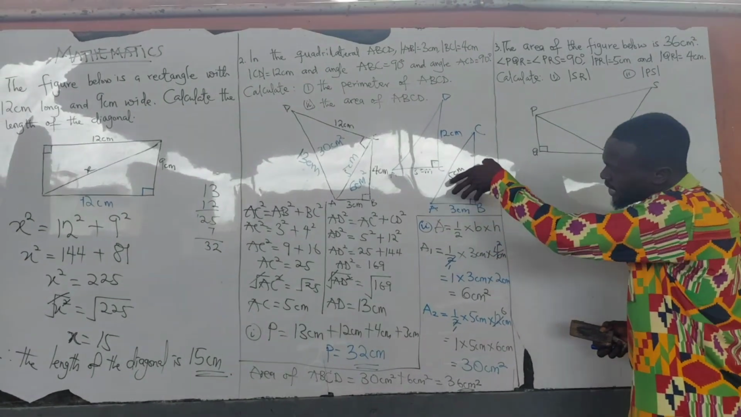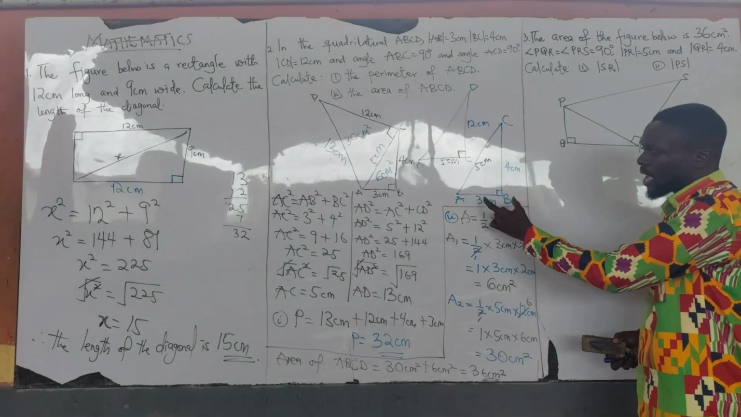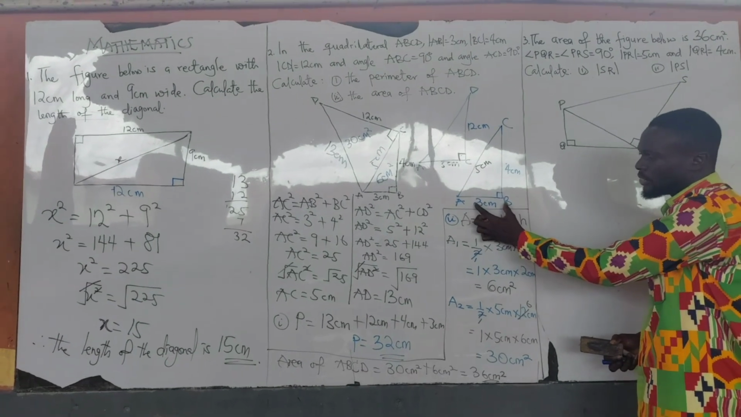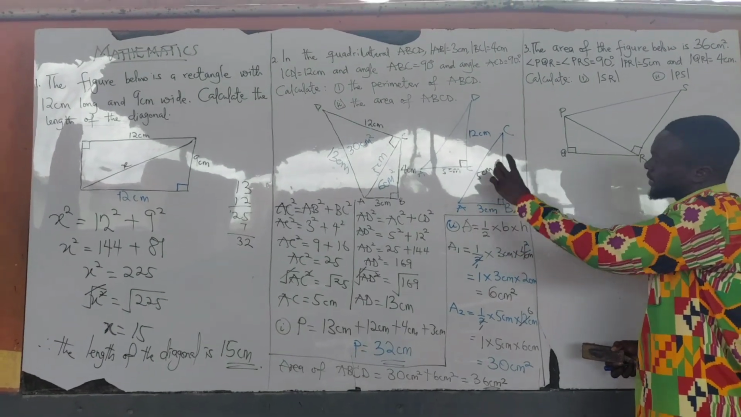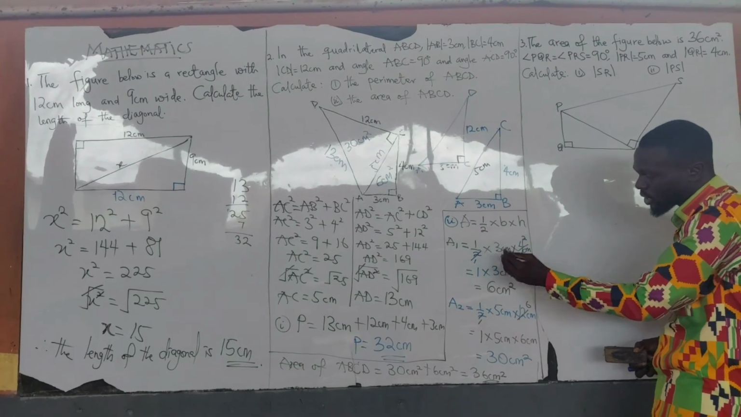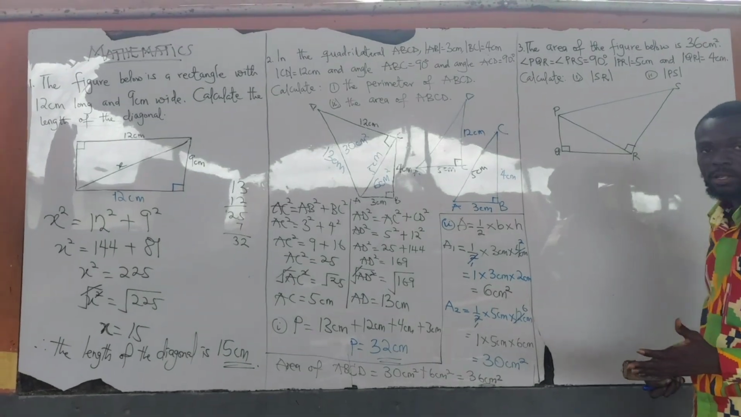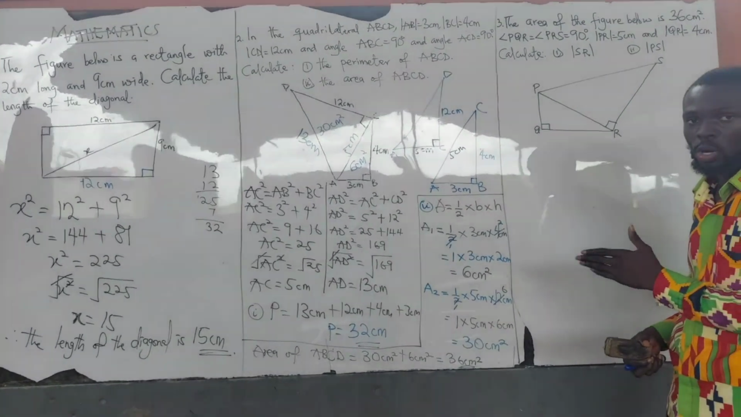So if I want the area of just this triangle, multiply half by this, that's the base, by this, that is the height. So you just substitute, you cancel out if possible, then you calculate it like we've done on the board.